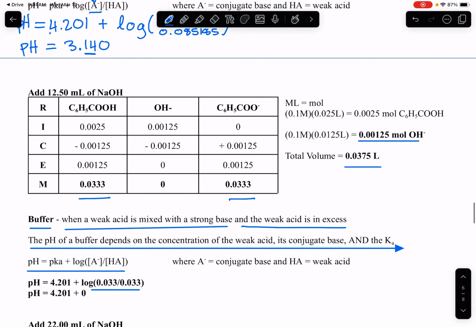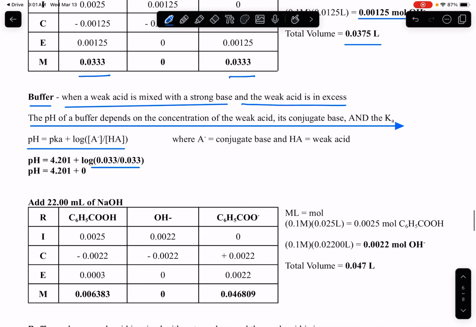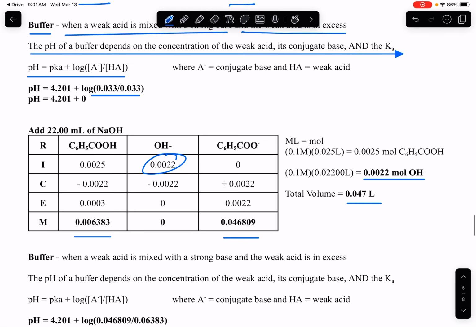All right, so here is my filled out ICE table for after we've added 22 milliliters of NaOH. That gives us 0.0022 moles of NaOH, which goes here. The total volume is now this. When you fill out the ICE table, pause to see if this makes sense. And now we have the molarities given here. This is still before the equivalence point.